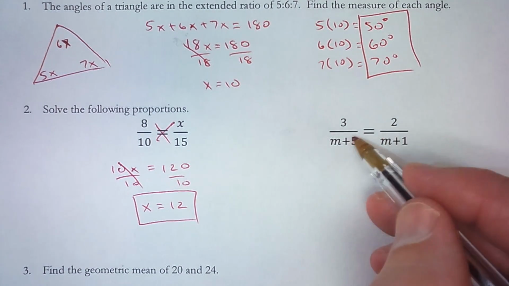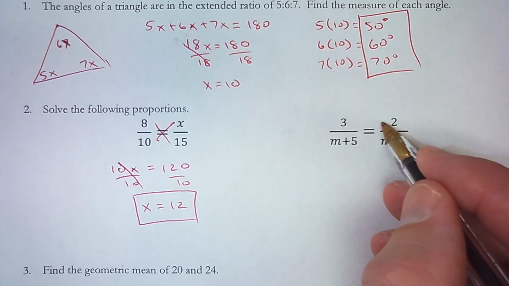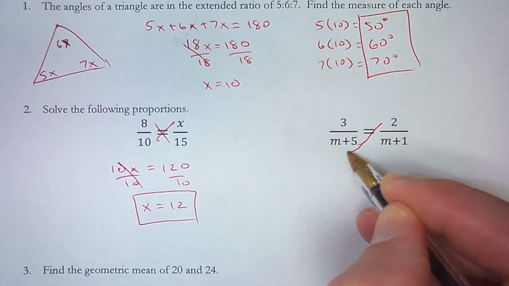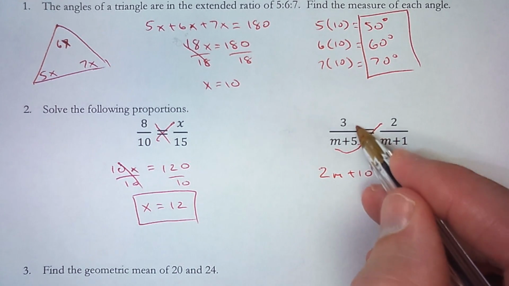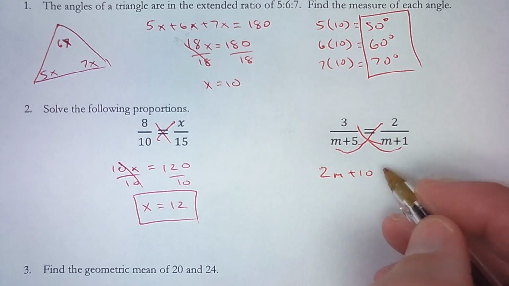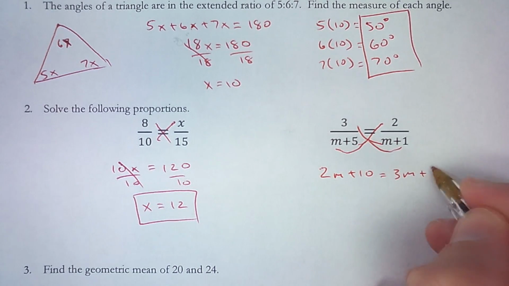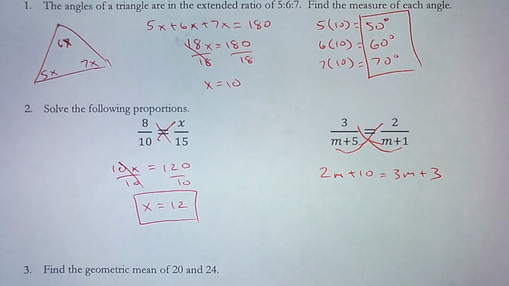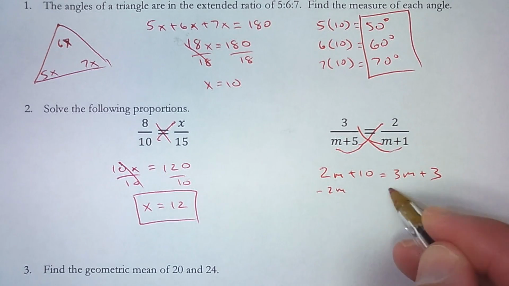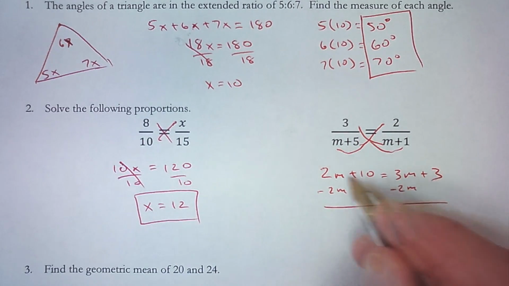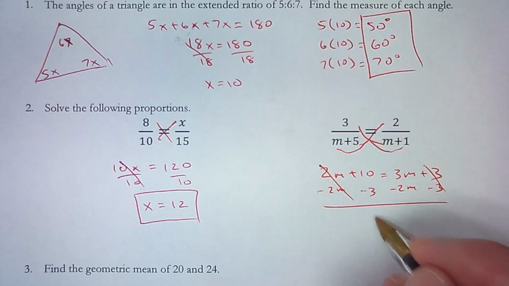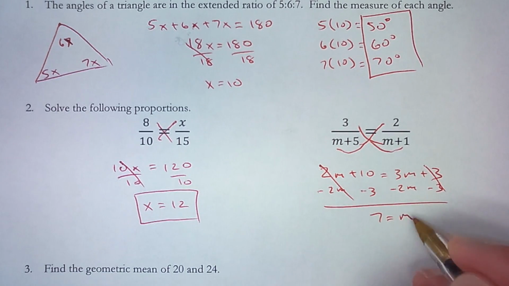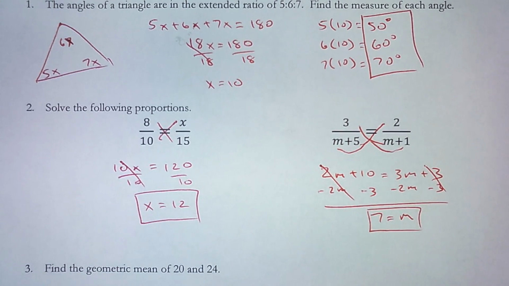Okay, now when I do cross products here, I'm going to distribute this 2, so I get 2m plus 10, and I'll distribute this 3, and I get 3m plus 3. Now I can subtract 2m, and at the same time I can subtract 3, and I get 7 equals 1m, so m is 7.